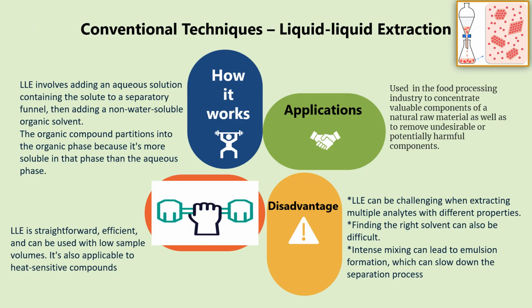Liquid-liquid extraction involves adding an aqueous solution containing the solute to a separatory funnel and then adding the non-water soluble organic solvent. The organic compound partitions into the organic phase because it's more soluble in that phase than the aqueous phase. The advantage is that it is straightforward, efficient, and can be used with low sample volumes. It is also applicable to heat-sensitive compounds.